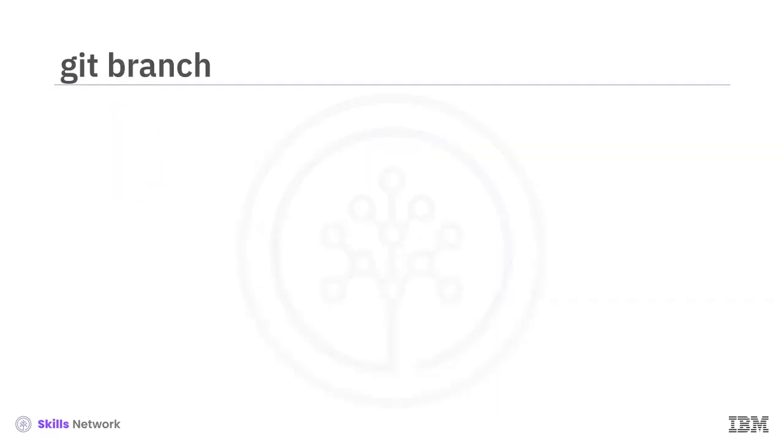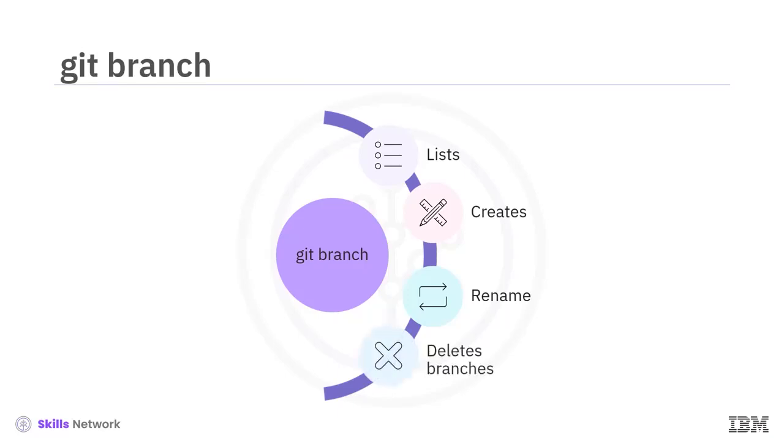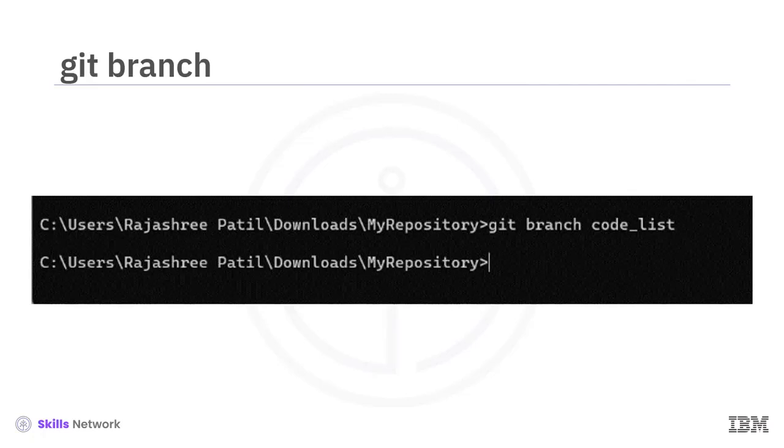Now, what if you want to experiment with your code, but you do not want to disrupt the current flow? Let's learn to create a branch using the git branch command. To work in isolation, you can use the git branch command that lists, creates, renames, and even deletes branches within a Git repository. So, say you want to create a branch called code_list. For this, you may use the git branch command.